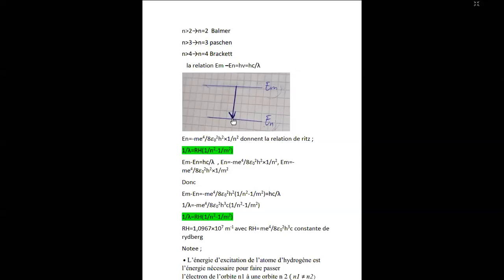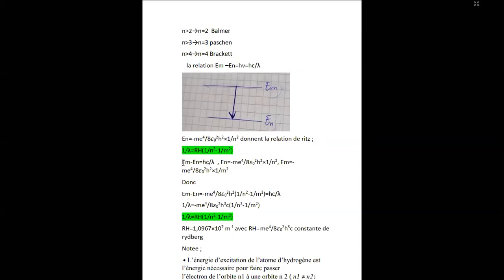So what can you do if they tell you to find the wavelength? First, we know that our energy at this shell is always negative m e to the power 4 over 8 epsilon squared h squared, times 1 over n squared. This whole thing represents negative 13.6, so don't get confused. Just say negative 13.6. Here we have the Ritz progression. So how did Ritz form this relation?